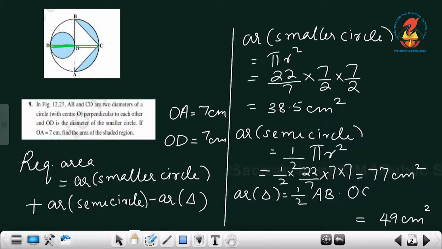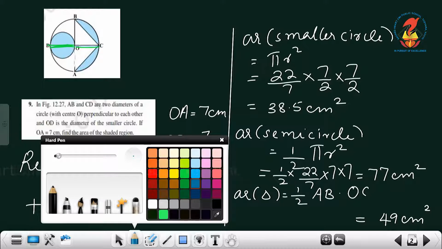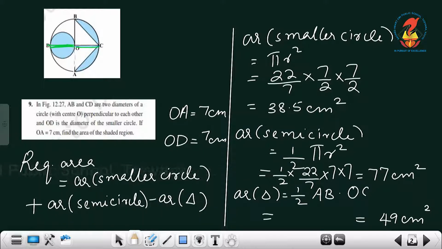Then the area of the triangle. Area of this triangle is equal to half b h. b is AB and h is OC. So we can write this as half into, what is AB? 7 plus 7, 14. 14 into OC, which is 7. So what is the answer? Answer is 49 centimeter square. You can cancel these two and 7 sevens are 49.